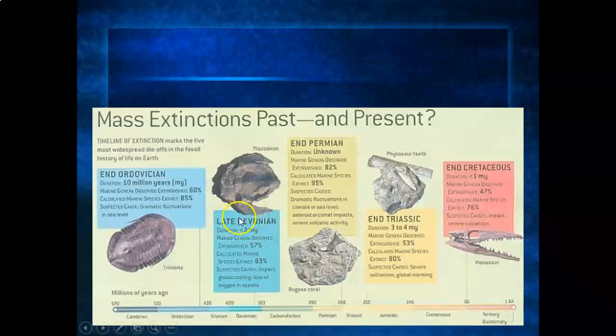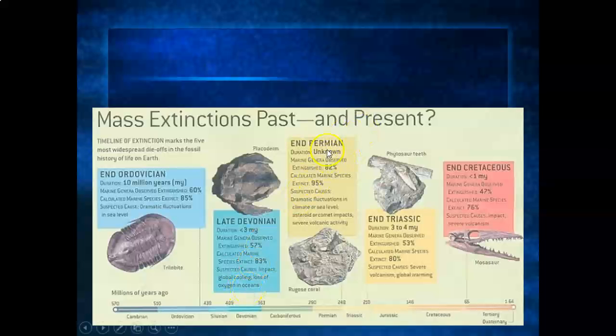And then we also had another extinction during the Devonian, and that was due to some type of global cooling, loss of oxygen in the ocean, which caused them all to become extinct again.